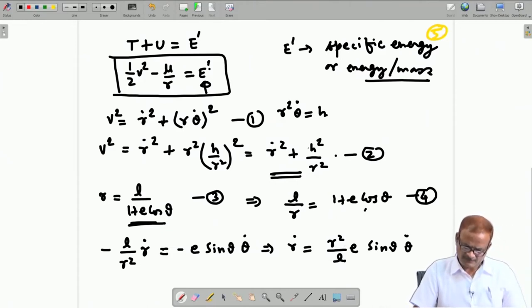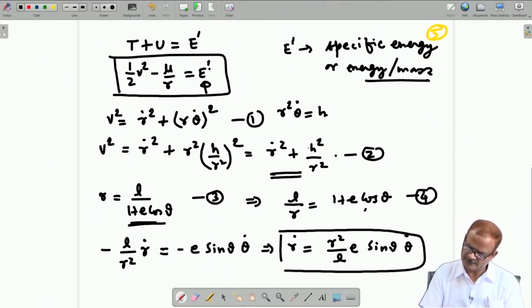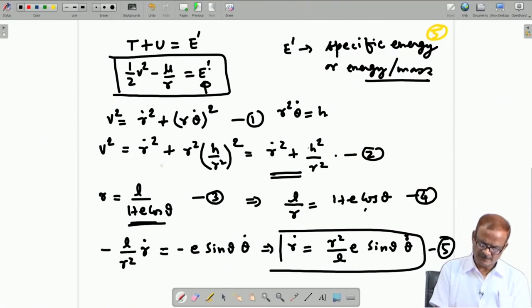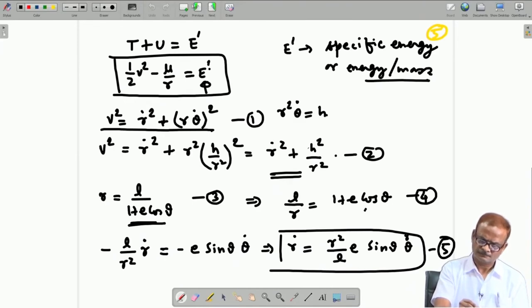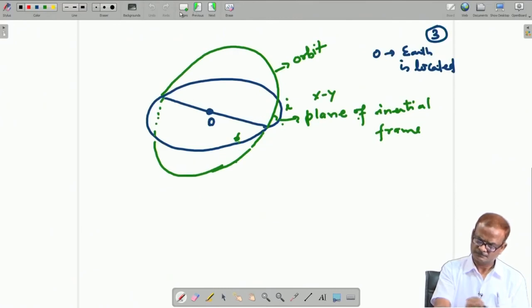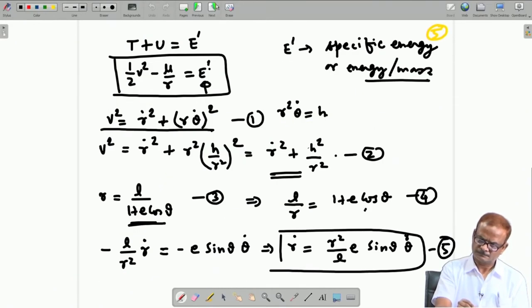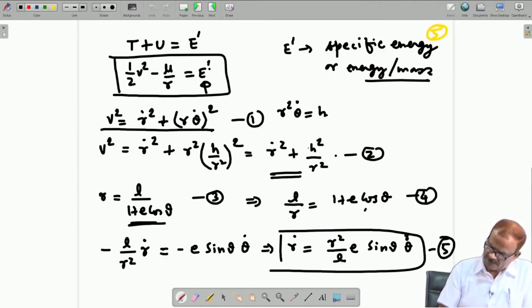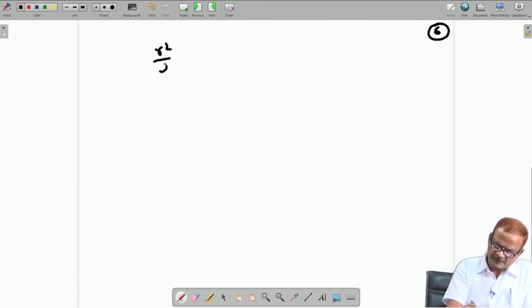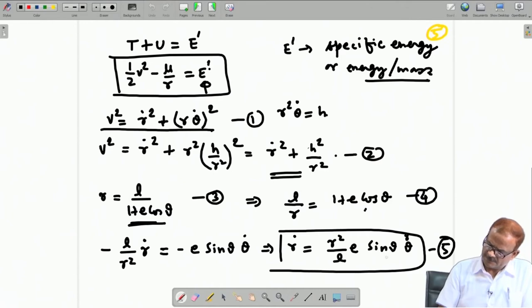We can do some simplification here. Let us go to the next page and then we will think of doing the simplification. This is theta dot. So, this is equation number 5. Now we need to insert here in this equation. So, R dot from the previous page is R square by L times E sin theta theta dot.